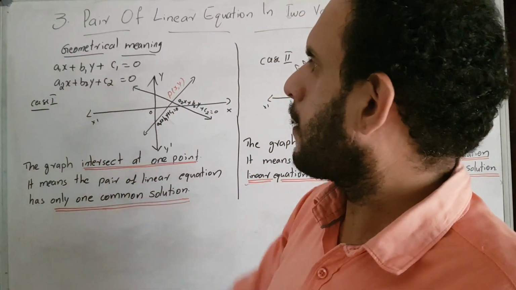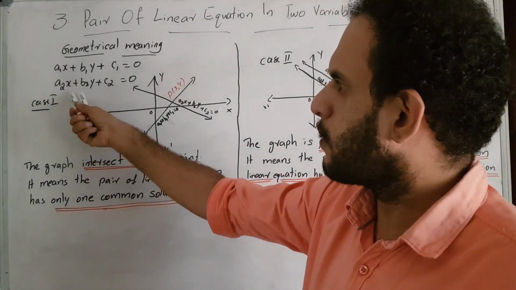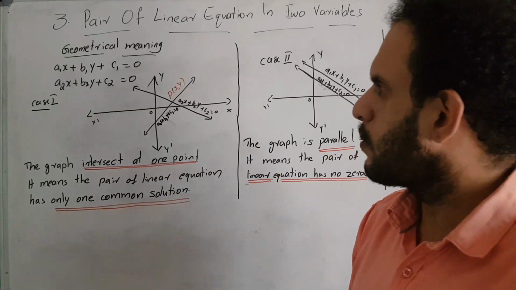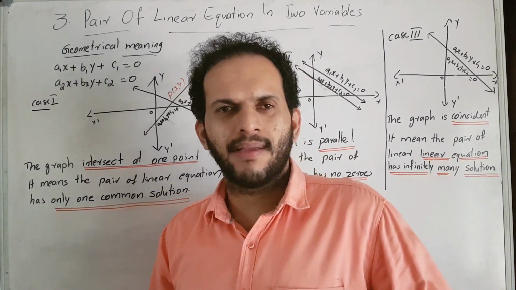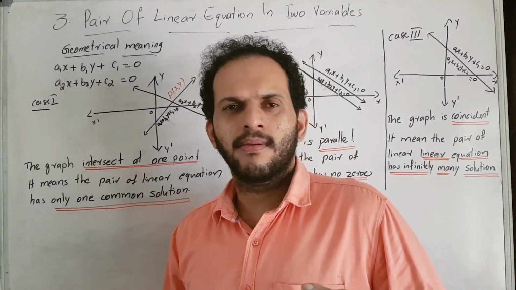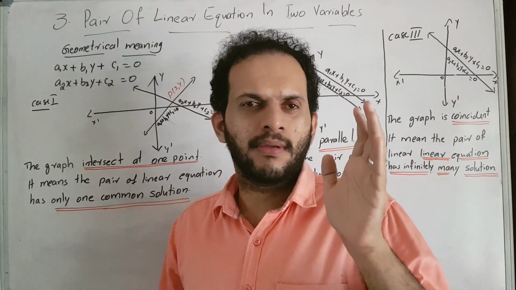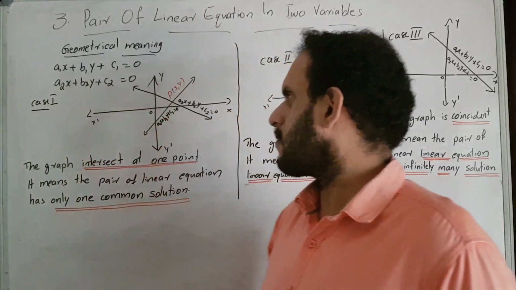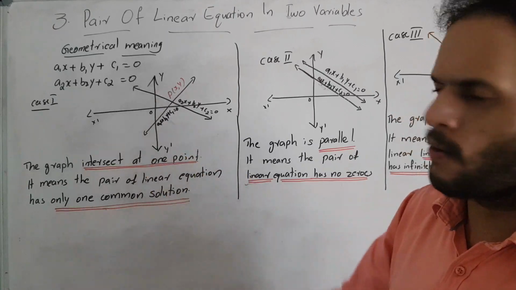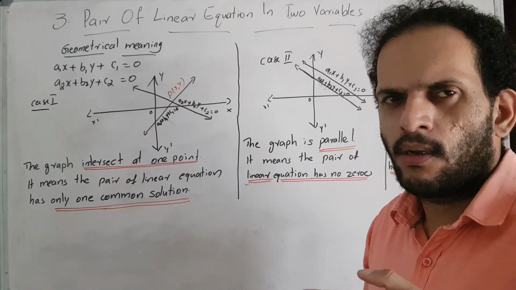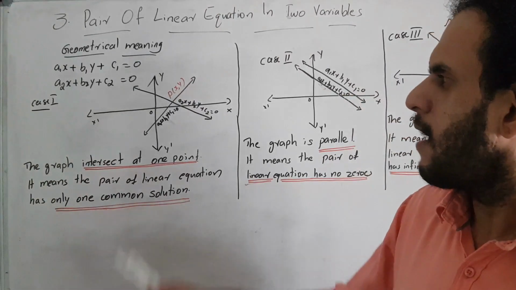Then what are they? In geometrical meaning, a1x + b1y + c1 = 0 and a2x + b2y + c2 = 0 are the pair of linear equations and we represent them in the form of a graph. Then there exist three cases. The first case is like this. Sometimes the graphs intersect like this. The graph of the first equation and the graph of the second equation intersect at one point. That we already saw in the last question.